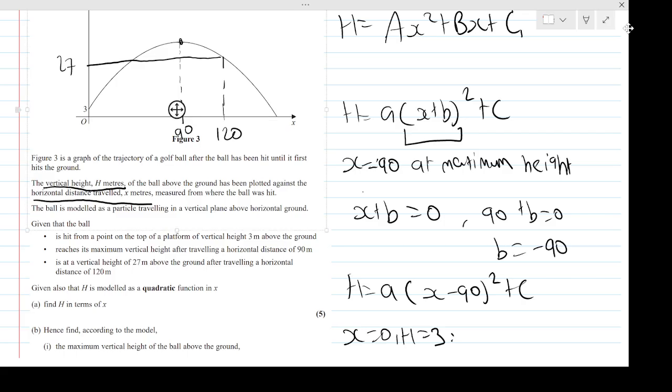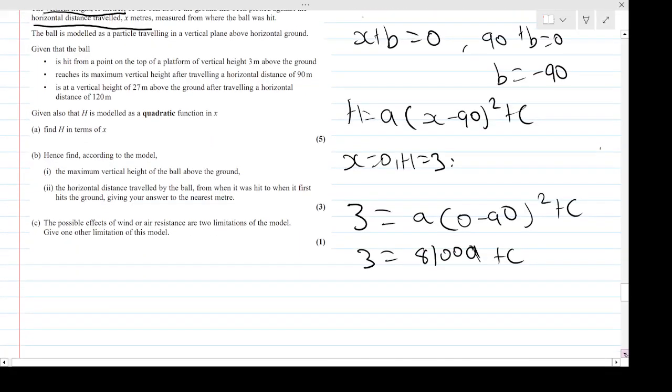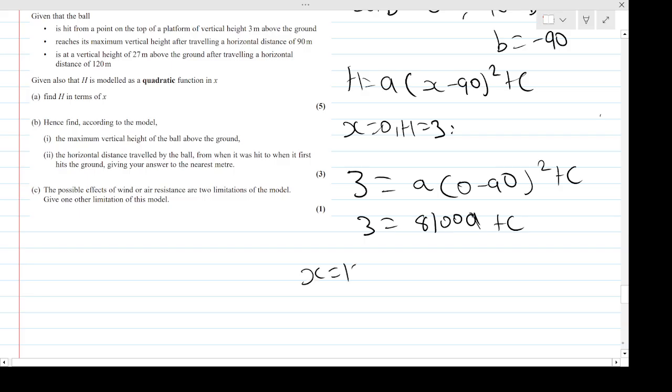Now, the other point is this here, isn't it? Sorry, we don't know anything about this point other than it reaches 0. The height is 0, but we don't know the x value. But this point we know exactly: when x is 120, h is 27, right? So again, we can substitute that point in. When x is 120, h is 27, because remember that comes from the third bullet point here. Vertical height of 27, horizontal distance 120.